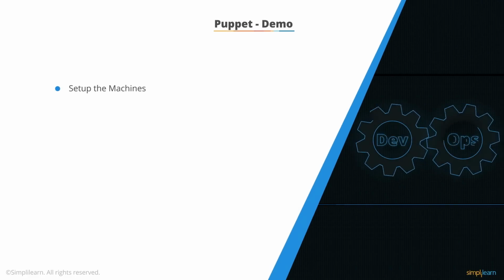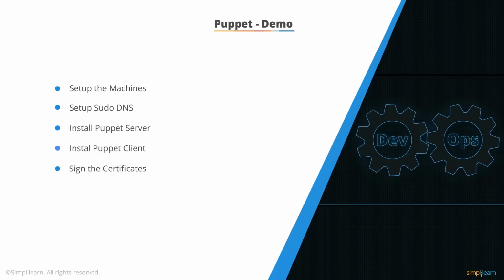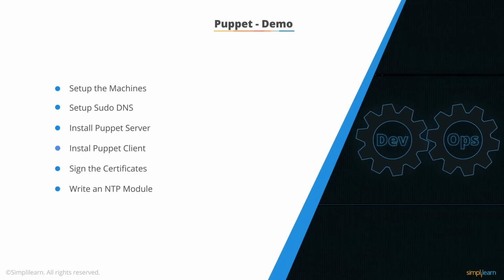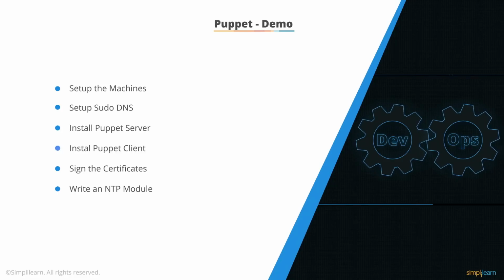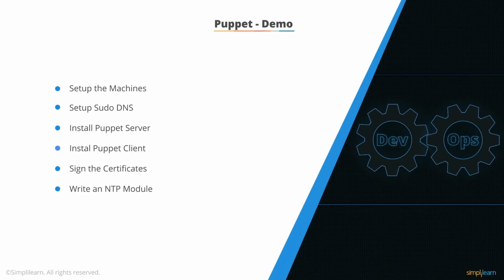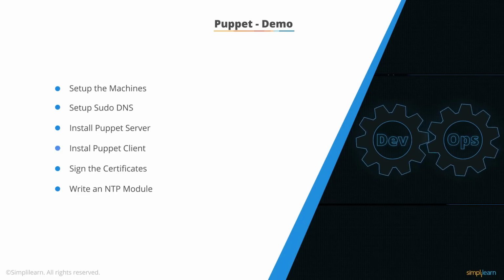Let's have a look at the demo we are going to do. So you will be setting up the machines using pseudo DNS because we want to have a resolvable DNS. Only by having a resolvable DNS can we use Puppet, because Puppet uses SSL certificates. Now we'll be installing the Puppet server and the client. We'll be signing the certificates of the client on the server side. And then we'll proceed with writing an NTP module, which we'll be using for installation of NTP on the client. And then we'll look at the Puppet programming language, or DSL.